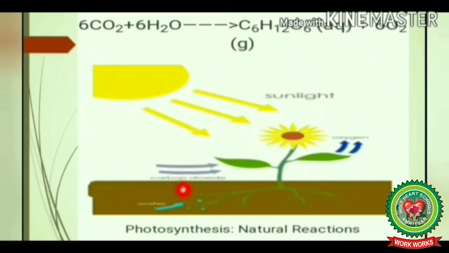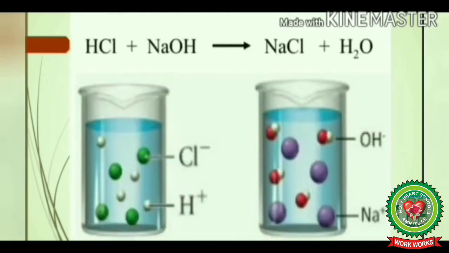Next example of chemical reaction is photosynthesis. The chemical equation of photosynthesis process is carbon dioxide reacts with water to form glucose and 6 molecules of oxygen. One more example we will discuss. Hydrogen chloride reacts with sodium hydroxide to form sodium chloride and water. This equation is in the form of symbols and formula. So this is a chemical equation.